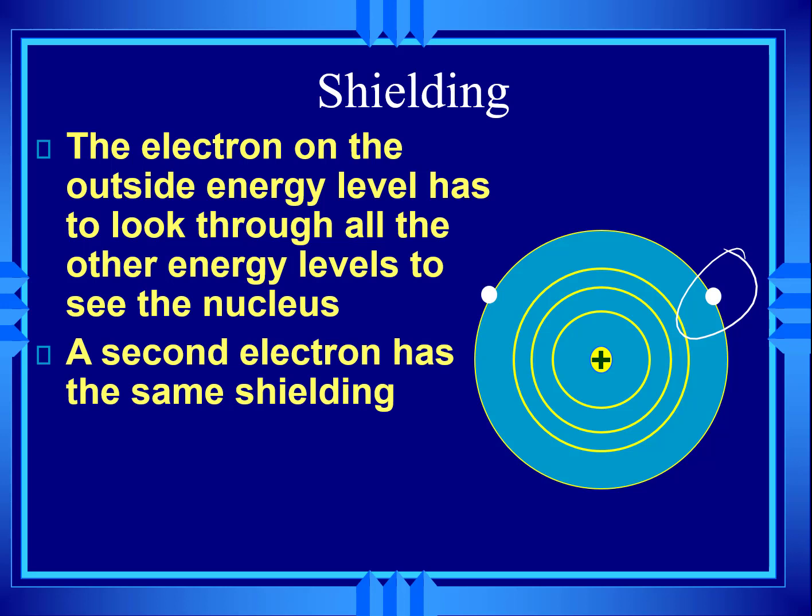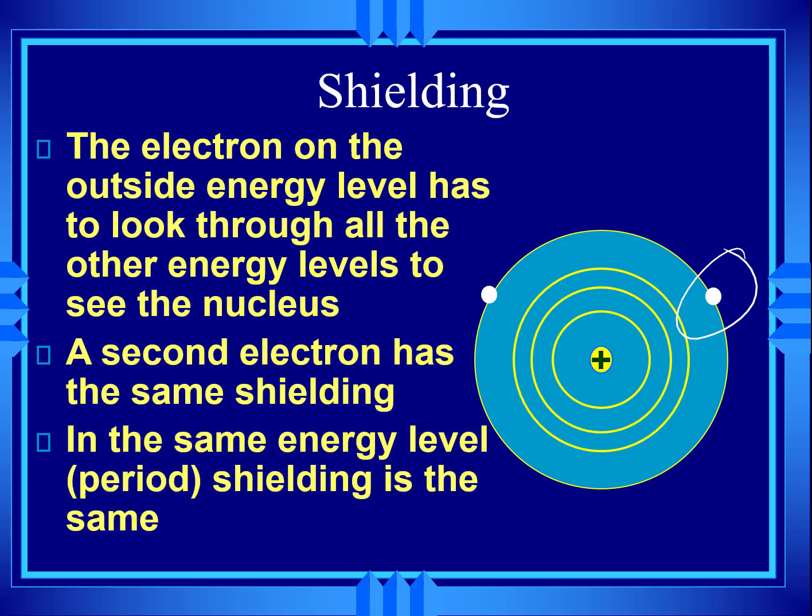And that's why the positive charge is all we worry about when we go across. The shielding stays the same. All that's changing is the positive charge. So that's why on a period trend, we only have to worry about nuclear charge. On a group trend, we have to worry about energy levels. So in the same energy level, in the same period, shielding's the same.